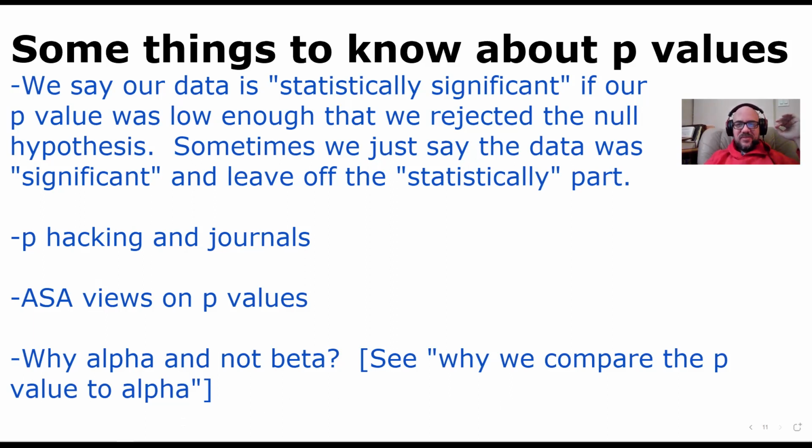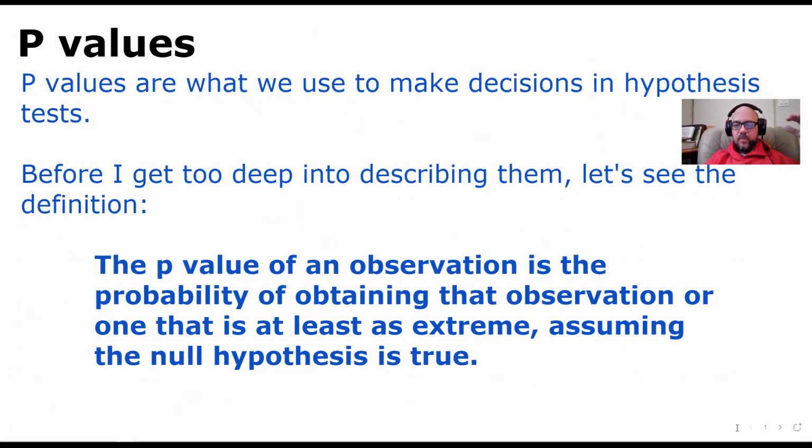Okay. So there's the p-value video. Let me just run through this stuff real quick. The p-value of an observation, so it has to go with an observation, is the probability of obtaining that observation, or one that's at least as extreme, assuming the null hypothesis is true, and at least as extreme means as far away from the hypothesized parameter or farther than the observation we actually got.